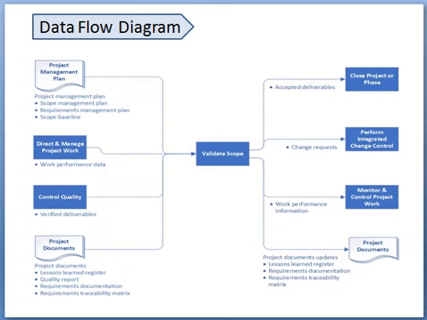The second input is direct and manage project work. We just provide the work performance data to validate scope. Control quality: in this we give as input a verified deliverable which completely satisfies our quality requirements. Then the project documents, which are the requirement documentation, requirement traceability matrix, and others. Then there is the technique of validation of scope, and we get outputs: accepted deliverables, change requests if any, work performance information, and our existing project documents are updated in this process.